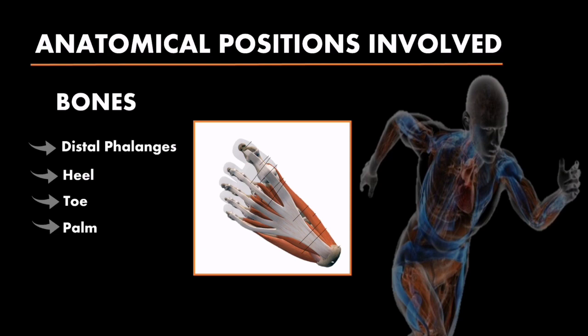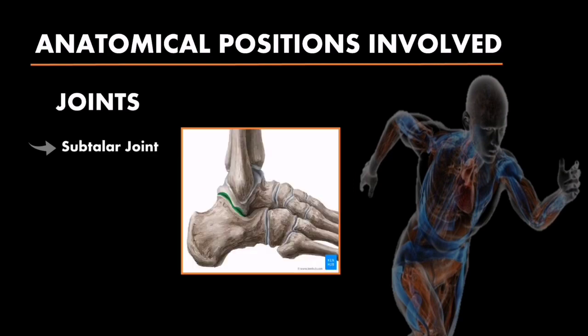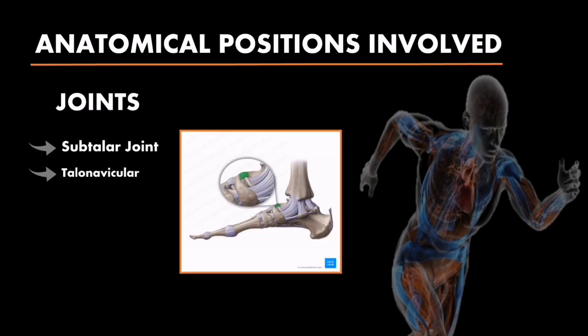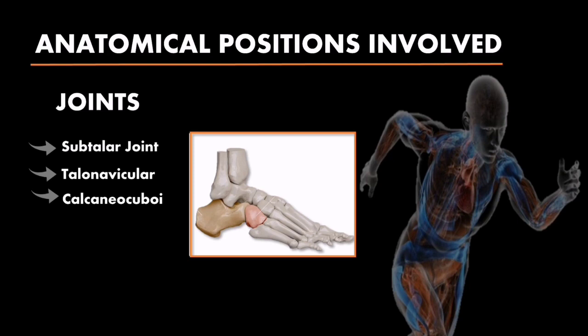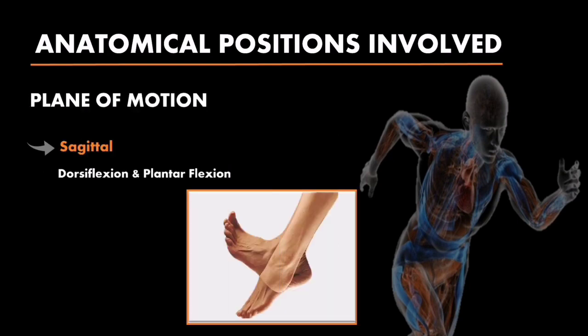Now, let's move on to the joints involved in doing a footwork. For the joints involved, we have the following: the subtalar joint, the talonavicular, and lastly, the calcaneocuboid. Next in line are the planes of motion involved when doing a footwork. For the sagittal plane, we have dorsiflexion and plantar flexion.